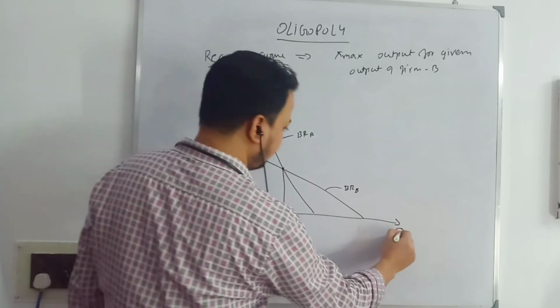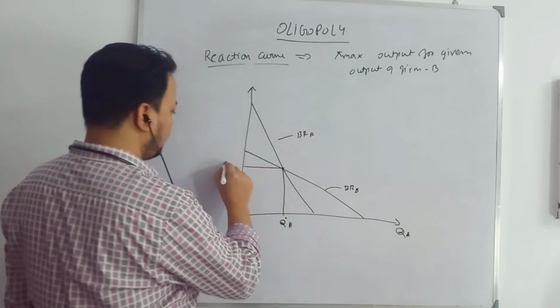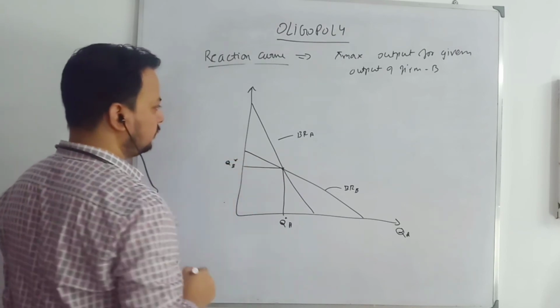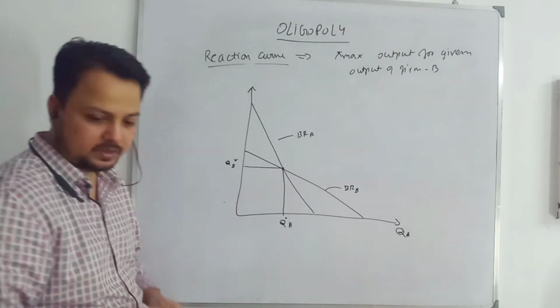This is the equilibrium output of firm A. This is the equilibrium output of firm B. Now why is this a stable equilibrium? Let's look at that part.